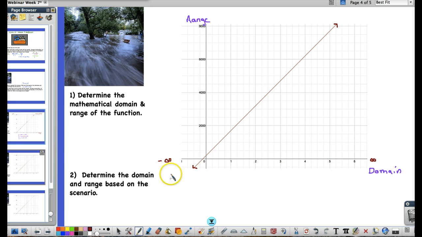But out to the left is your negative infinity. Out to the right is your positive infinity. If you come down on the y-axis, you get to negative infinity. And if you go up, you get to positive infinity.